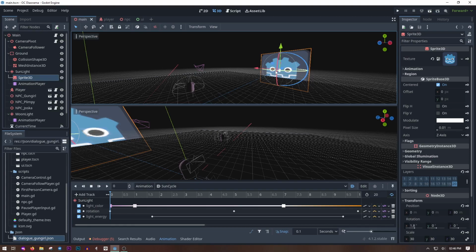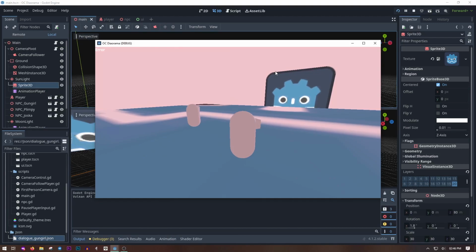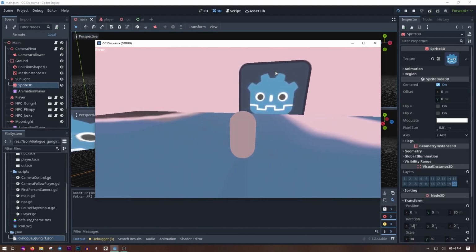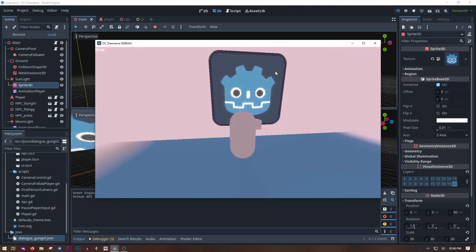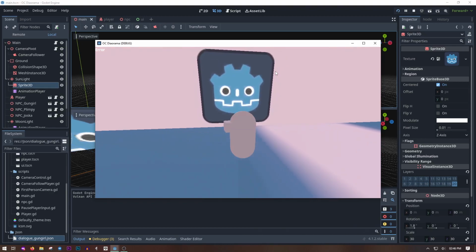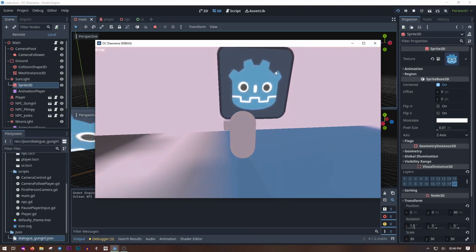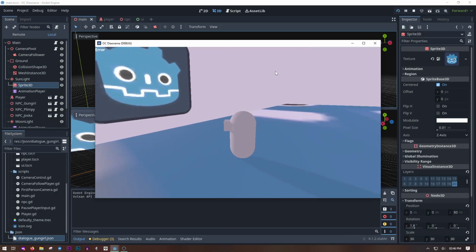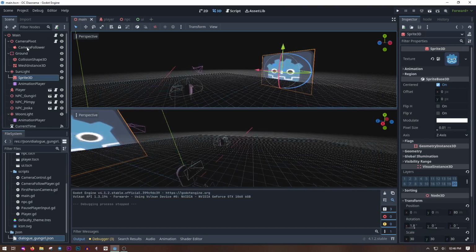If I play the game and move around, you can tell that this is actually quite close, so the sun wouldn't move across quite so much. So I need to try and find a way to make it look as though it's infinitely far away, but still rotating around the same point at the same speed. So that's a thing to figure out, but it works for now.